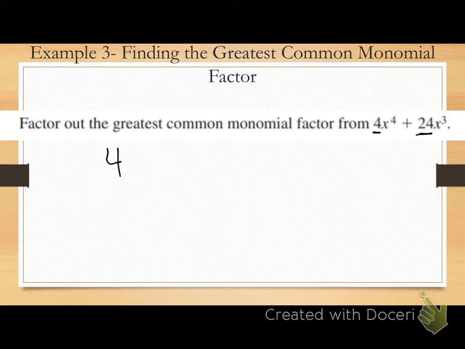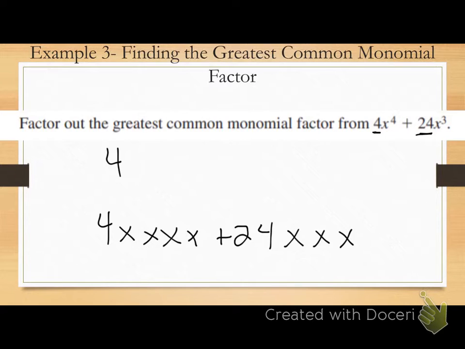Everyone with me? If I have 4x to the 4th, how many x's are written there? 4. So that'd be 4 times x times x times x times x, right? If I have 3 x's, or x to the 3rd, how many x's do I have there? 3. X times x times x. So for my greatest common monomial factor, I need to see how many of each variable they have in common as well. So how many x's do we have in common here? 3.